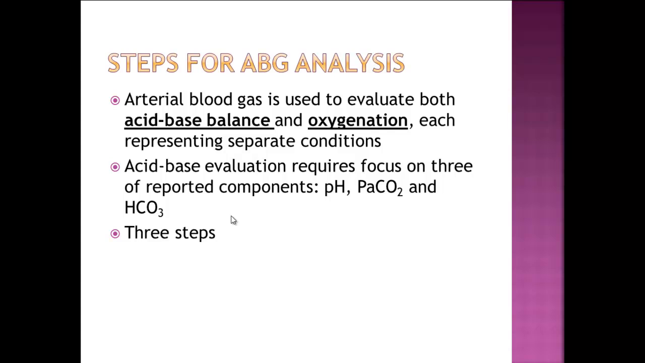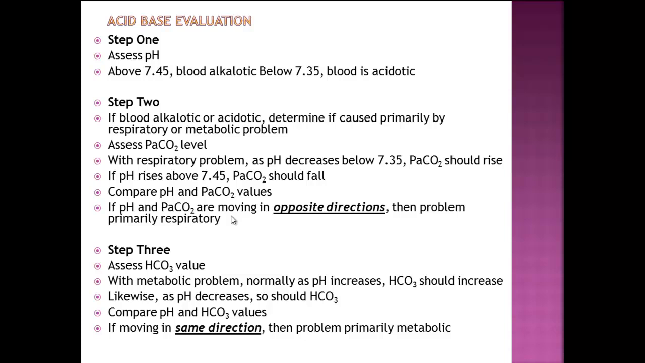Let's go through these steps in the ABG analysis using the arterial blood gas to evaluate our acid-base balance, our oxygenation, and then we will try to see what exactly is going on overall with the acid base. So we're going to look at first our acid base evaluation using the pH, the PaCO2, and the HCO3. Basically, there's 3 steps. Step 1, we look at the pH. If it's above 7.45, we feel an alkalosis is going on. Below 7.35, an acidosis is going on.